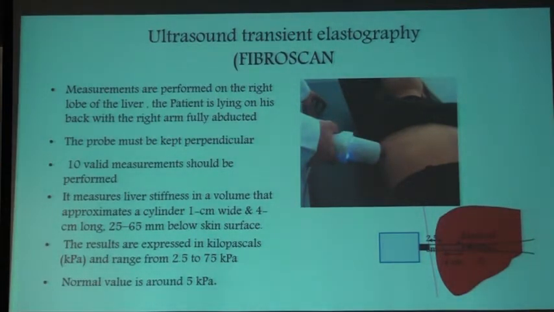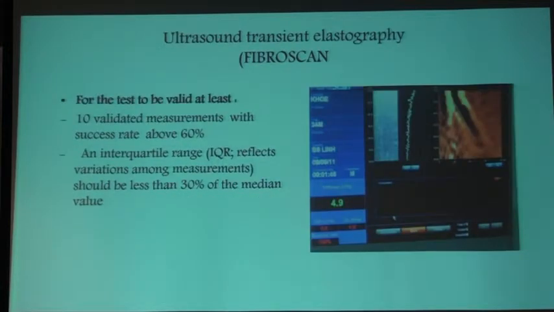The measurement is performed on the right lobe of the liver, with the patient lying on his back with the right arm fully abducted. The probe must be kept perpendicular, and we have to have 10 valid measurements. It measures the liver stiffness in a volume approximately 1 centimeter wide by 4 long, 25 to 65 millimeters below the skin surface. The results are expressed in kilopascals, and they range from 2.5 to 75 kilopascals. The normal is 5.